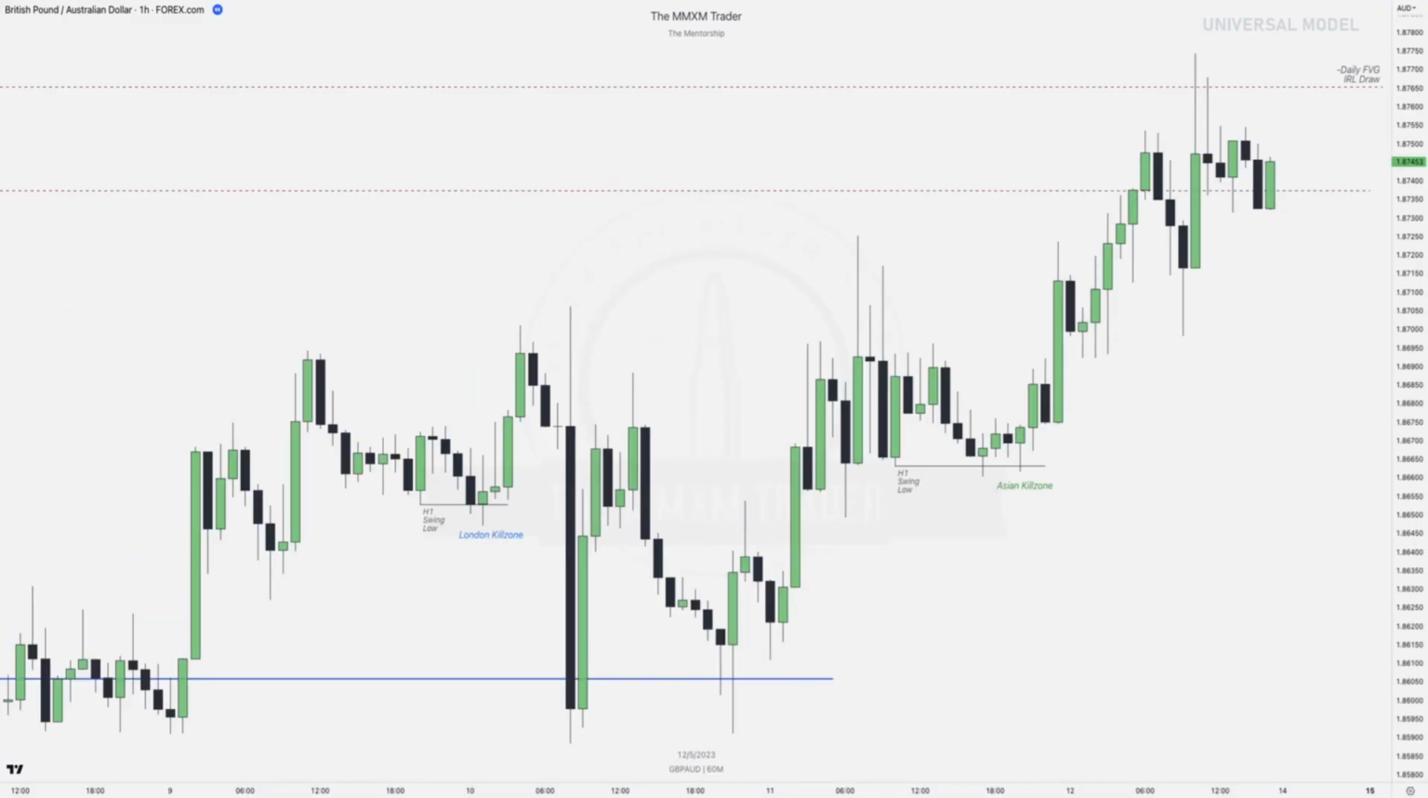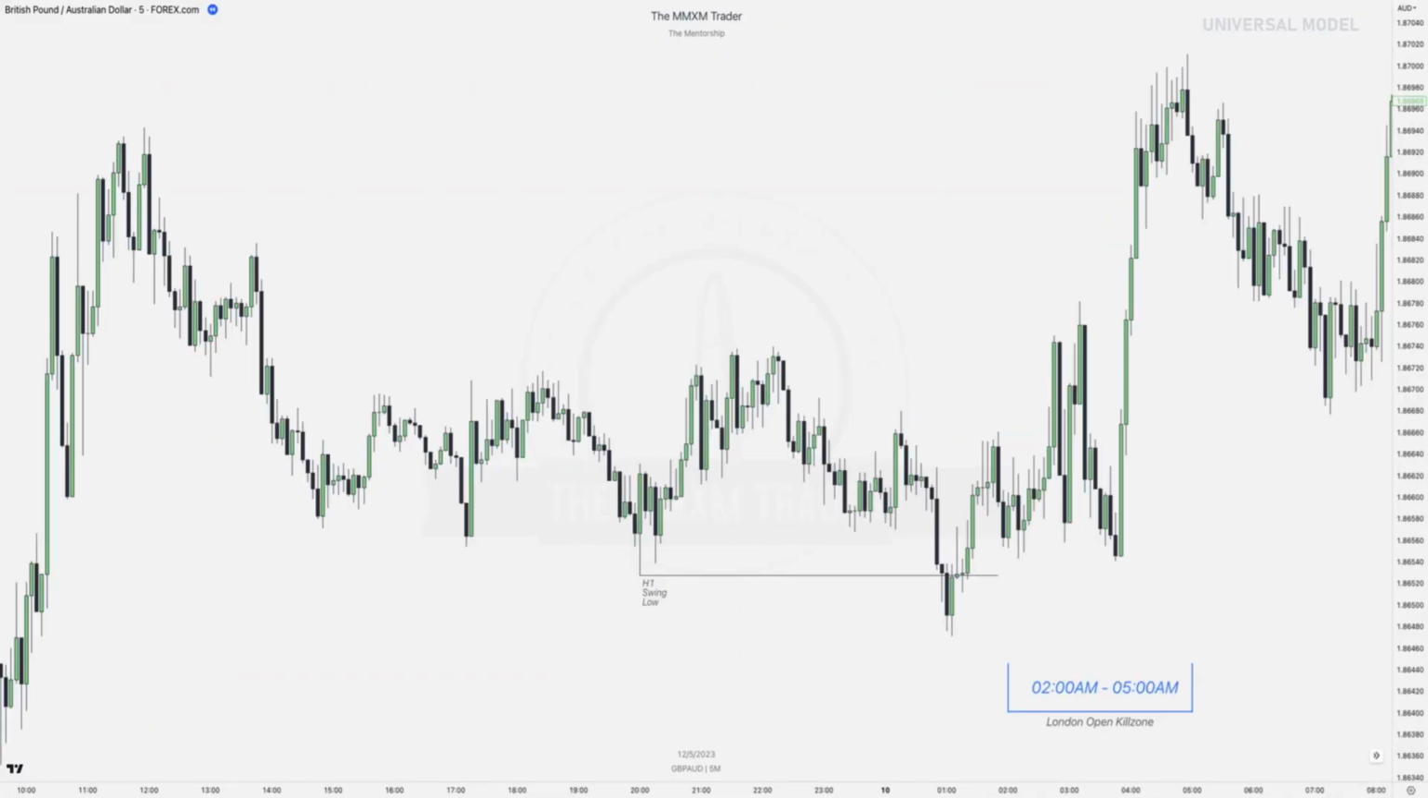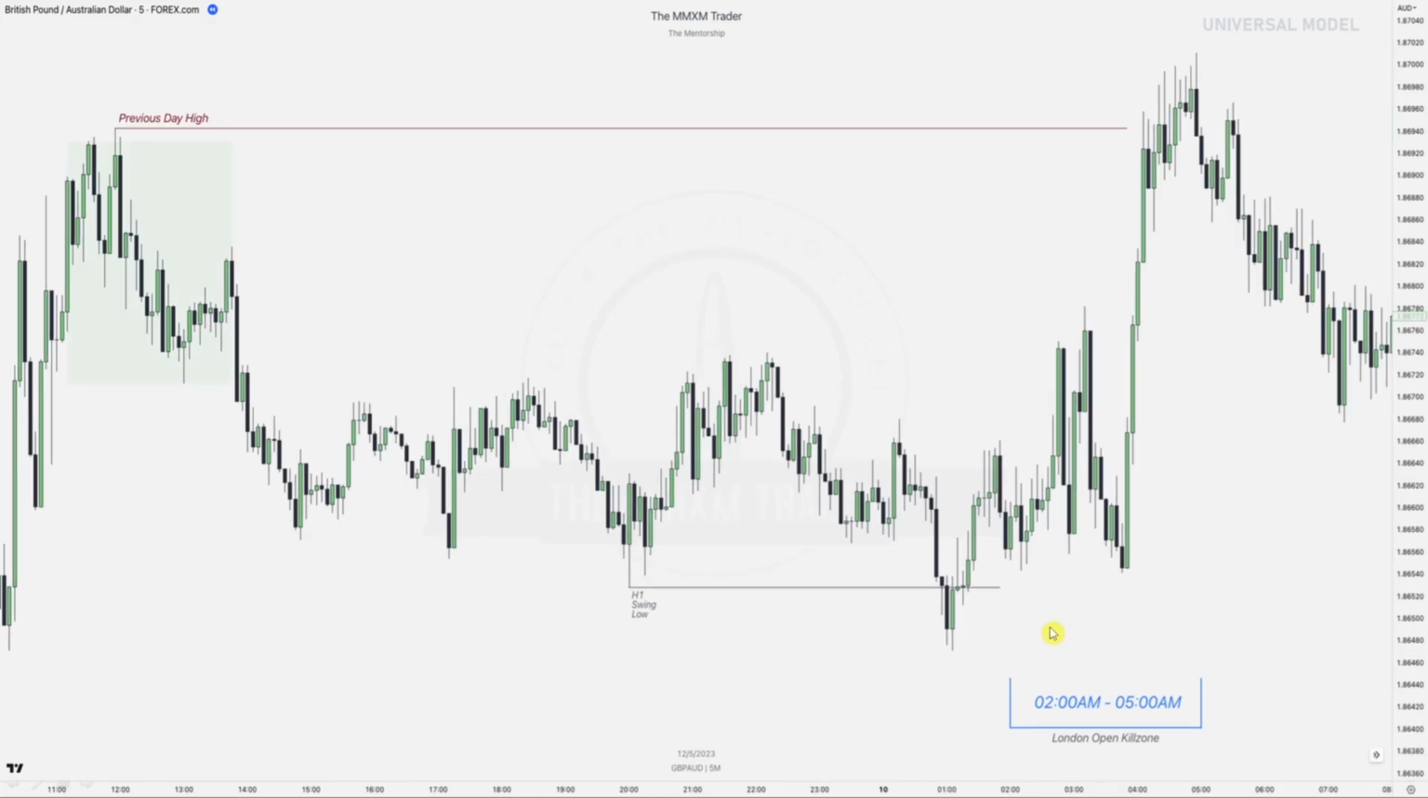So we got two different kill zones, so we'll zoom in on both of them to see that this model is universal. So let's first off start with the London kill zone, right? So we wait for that intermediate term perspective purge, right? That 1-hour swing low purge. It happens down here. We wait for time, right? London kill zone, 2 a.m. to 5 a.m.